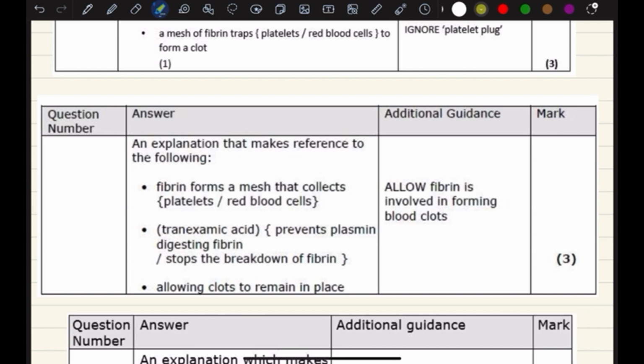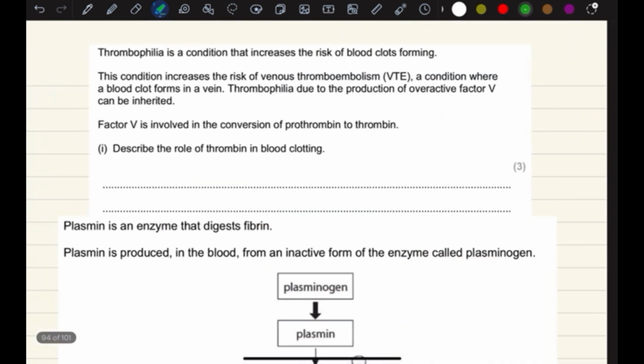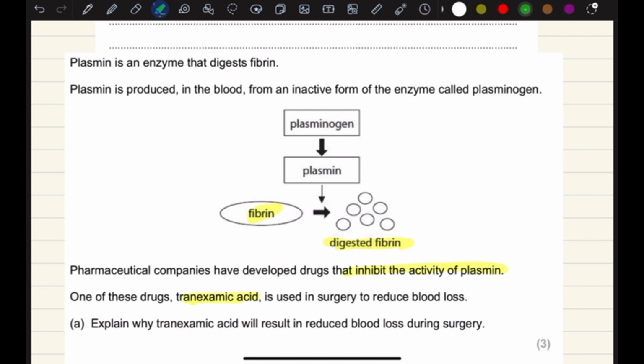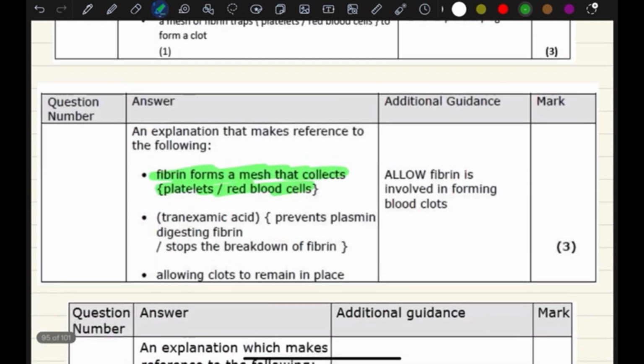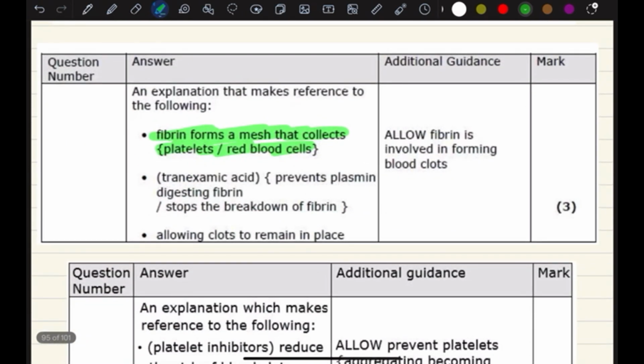That's the first thing to mention. This is what fibrin actually does. Forms a mesh that collects the platelets and the red blood cells. Cool. We can see that the tranexamic acid, if it inhibits plasmin, then it's going to stop the breakdown of fibrin. Again, from that diagram, if we inhibit plasmin, then this process of the breakdown of fibrin cannot occur. The digestion of fibrin can't occur. So that means we're going to have more fibrin, which means that we can have more clots, or that the clots will remain. I hope that makes sense.